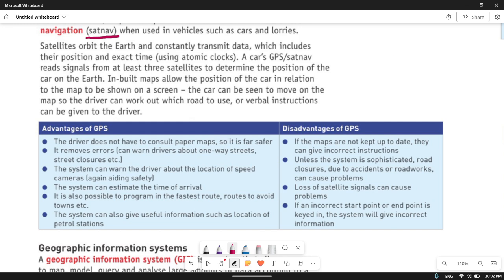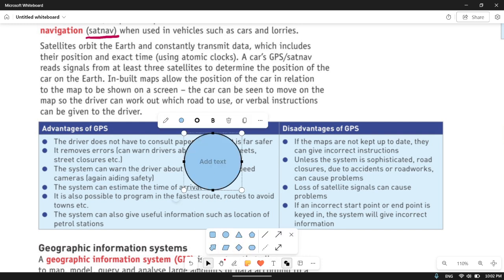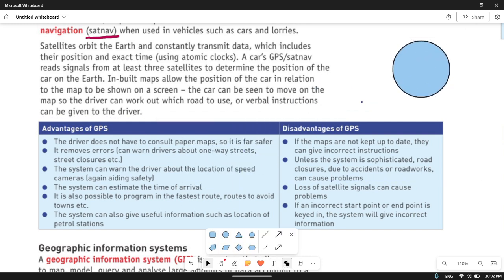So let's assume this was my Earth, okay. In fact, let us get a good shape. Okay, yeah. So this is our Earth. We constantly have satellites orbiting the Earth. So now, as these satellites orbit the Earth, they are constantly sending data, which includes their position and exact time, using atomic clocks, not normal clocks.